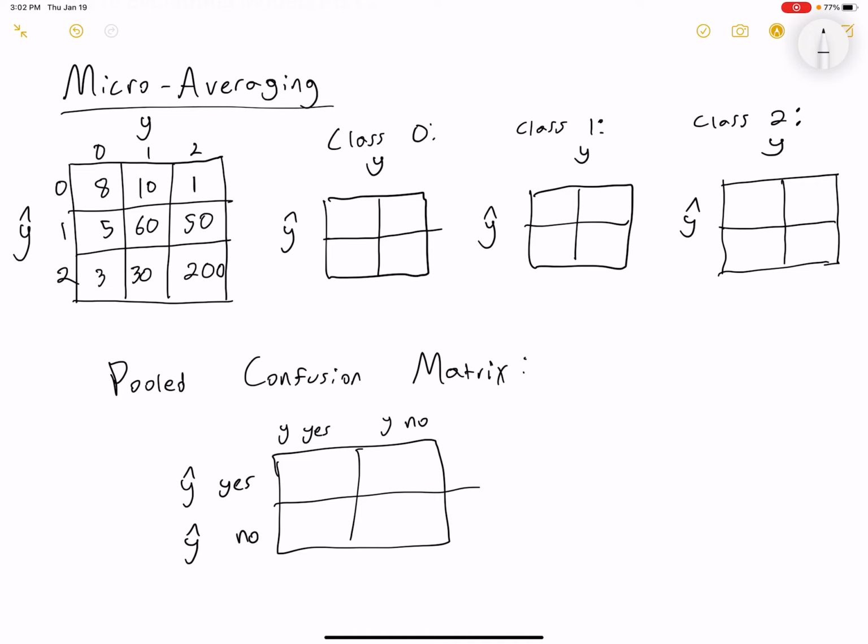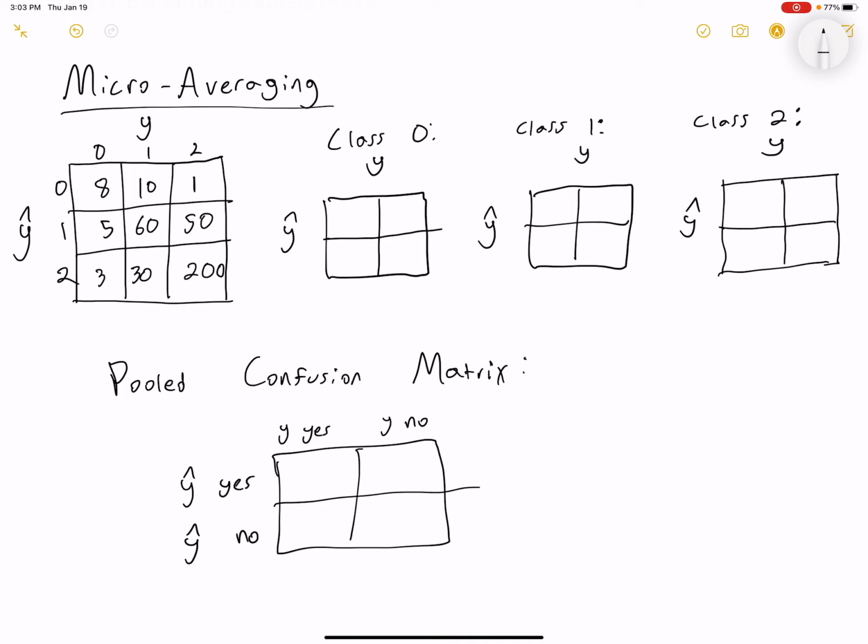So here we see a confusion matrix, the same we saw last time, where we have the true value of y as the columns and the predicted value of y as the rows. And we want to use this confusion matrix to calculate the micro average. Last time we jumped straight to the pooled confusion matrix, and I said quickly how we got there. Let me show you exactly how we get a pooled confusion matrix.